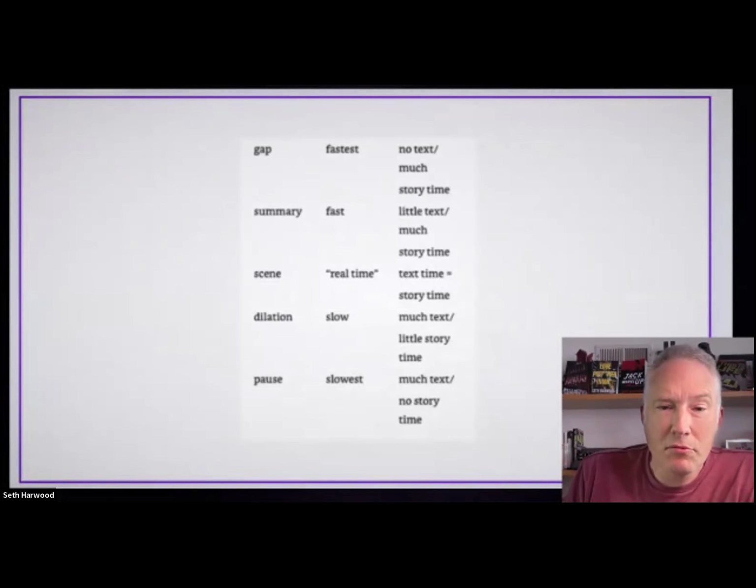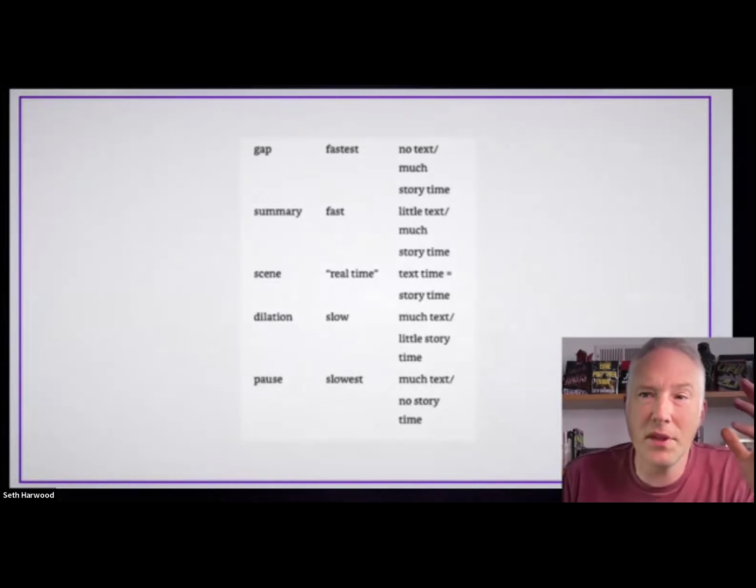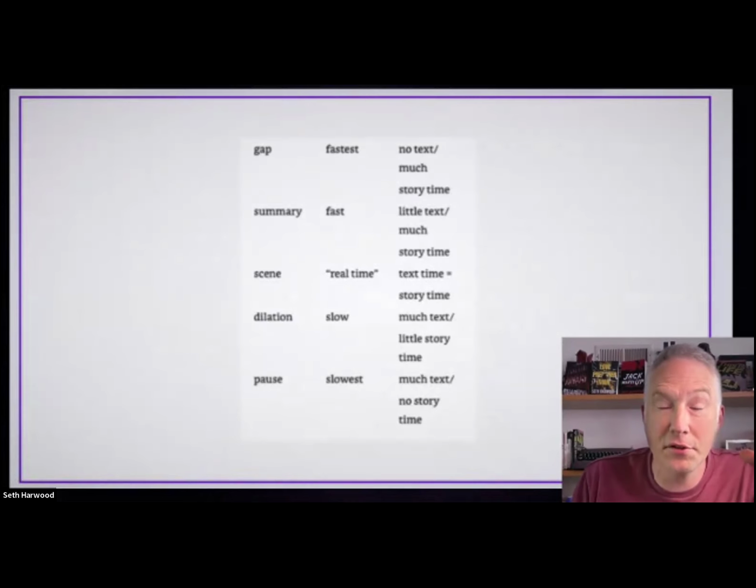dilation and pause can be really strong because this is where things really slow down, not only for the reader, but specifically for the character. And so I really love to get into dilation and show writers how to get into dilation, because this is when something important is happening for the character.